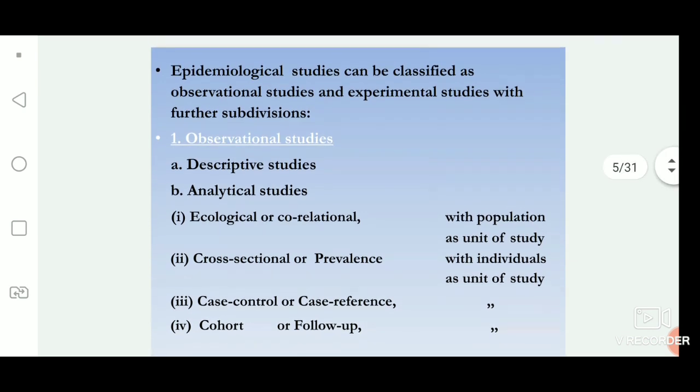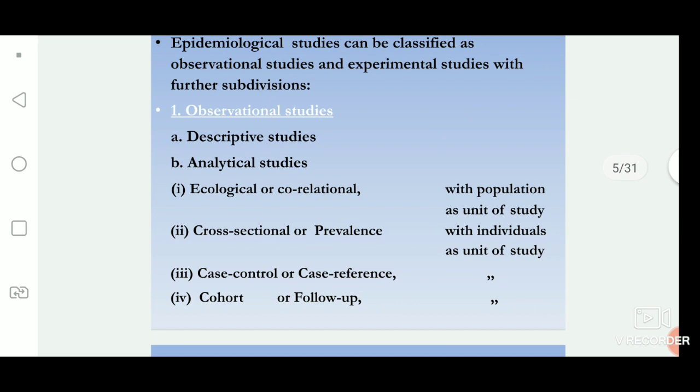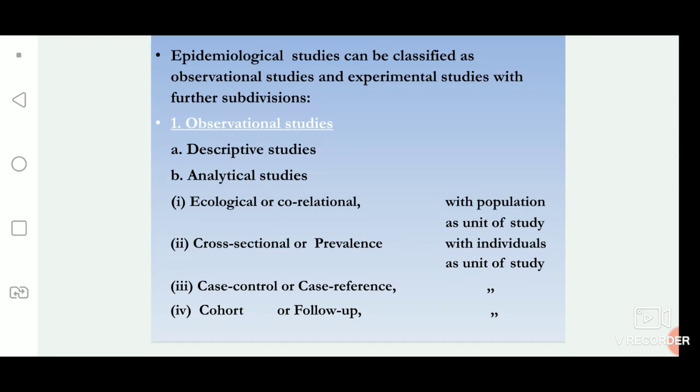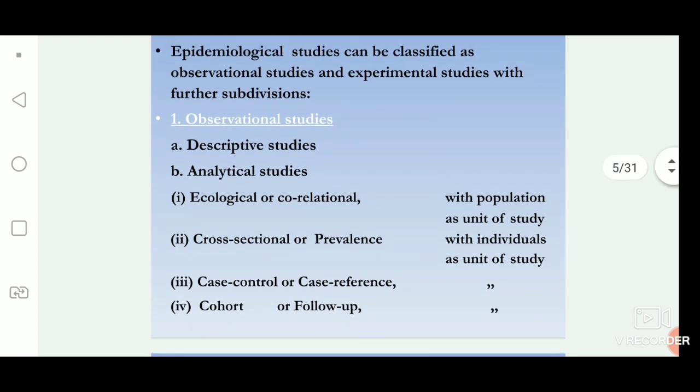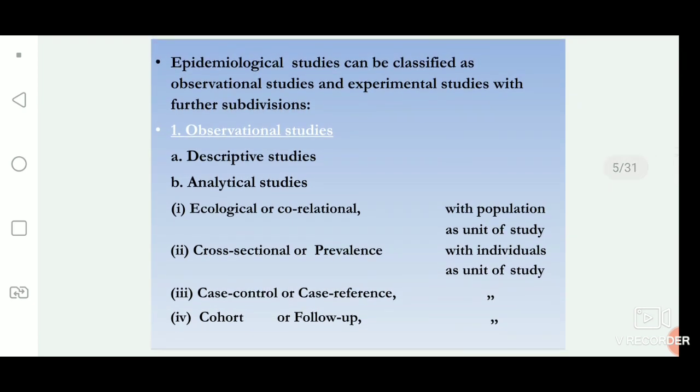Now, epidemiological studies are broadly classified as observational studies and experimental studies. In observational studies, the first one is descriptive studies, followed by analytical studies. In analytical studies, we have ecological studies, cross-sectional studies, or we call it prevalence studies, then case control studies and cohort studies.